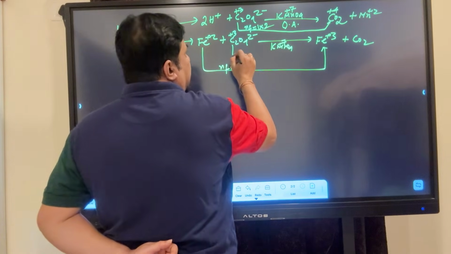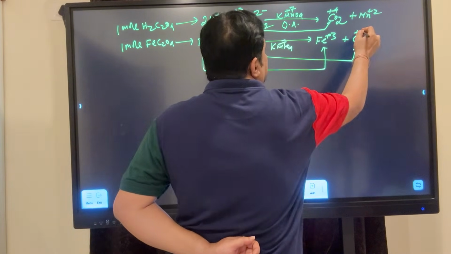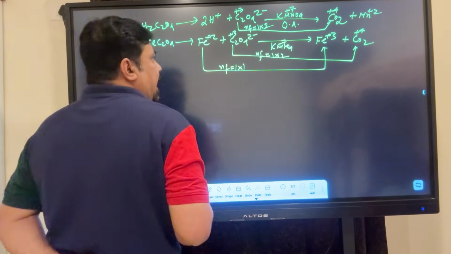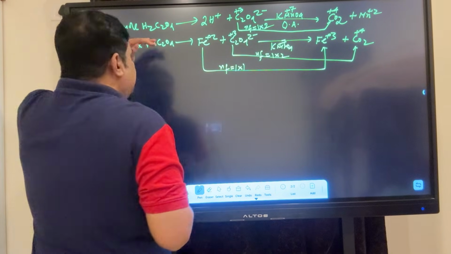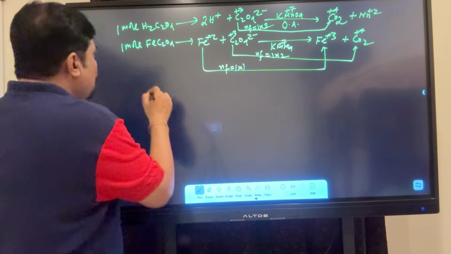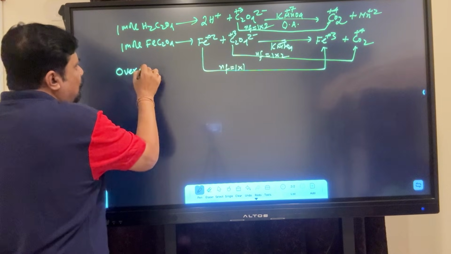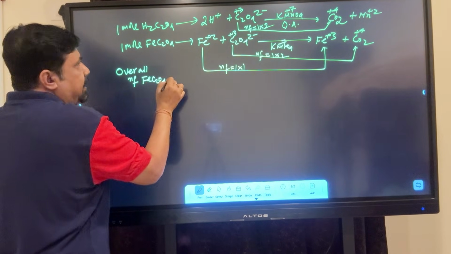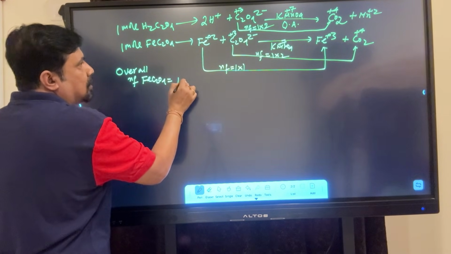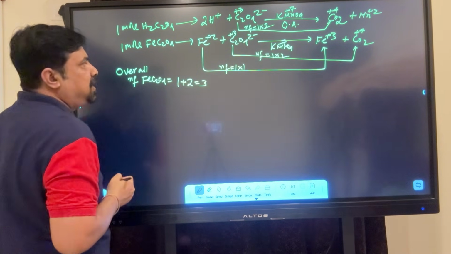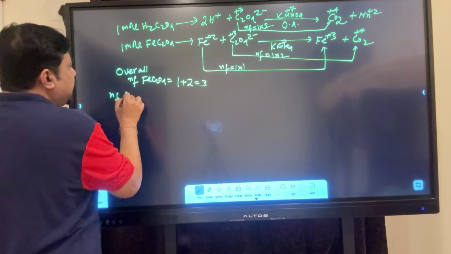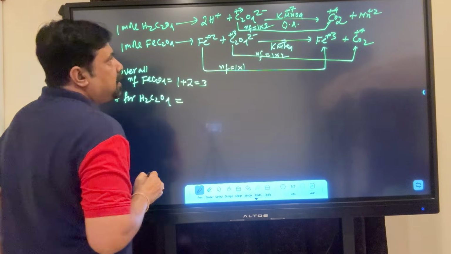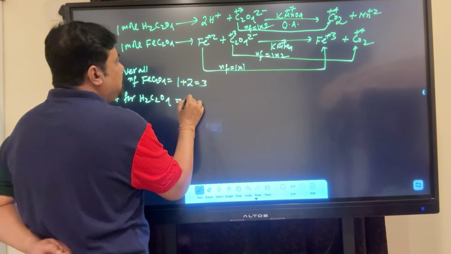Here +3 is going to the +4 oxidation state. Now here, the change in oxidation state into the number of atoms. So both parts are undergoing oxidation in ferrous oxalate. So the overall N factor for ferrous oxalate will be, for the iron side 1 and for the oxalate side 2, which is nothing but 3. Whereas the N factor for the oxalic acid side, only oxalate is converting to CO2, so it will be equal to 2.